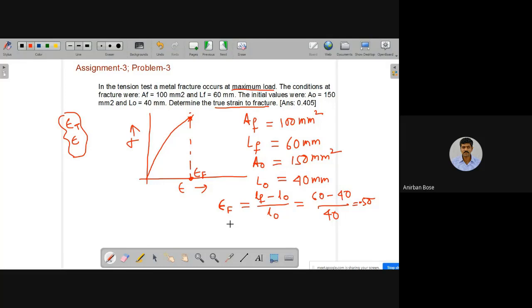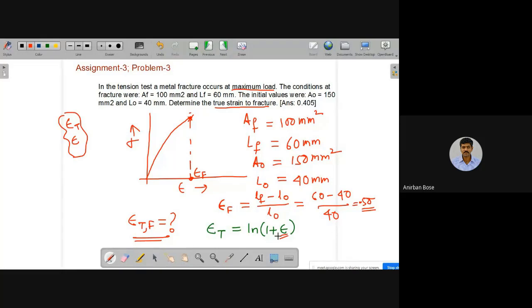Okay, then the problem is, you have to find out what is epsilon true at fracture. This is actually the question. This you have to find out, not the engineering strain. So what is the relationship between engineering strain and the true strain? So we will use that relation, and that relation is true strain is equal to ln of 1 plus engineering strain. So this is basically the formula, and you have to use this formula to find out the true strain at the fracture. Okay, so simply put the value of epsilon as 0.5 and you will get the result.